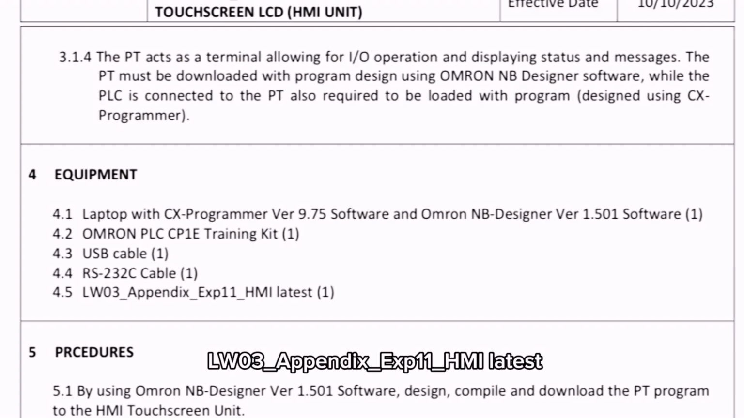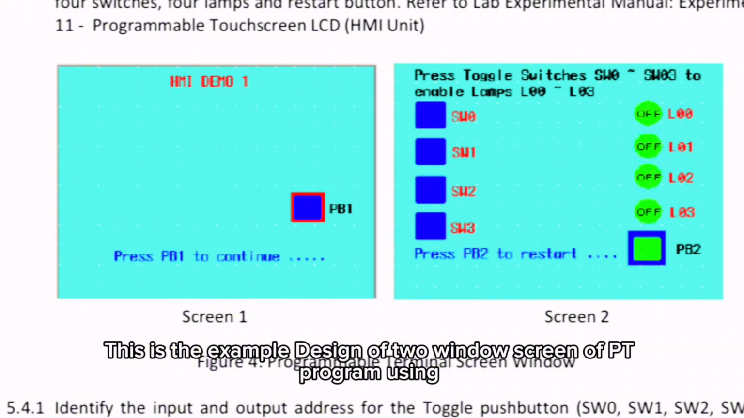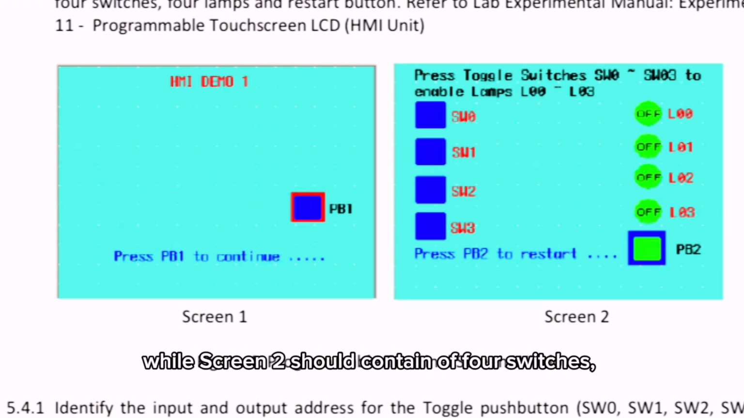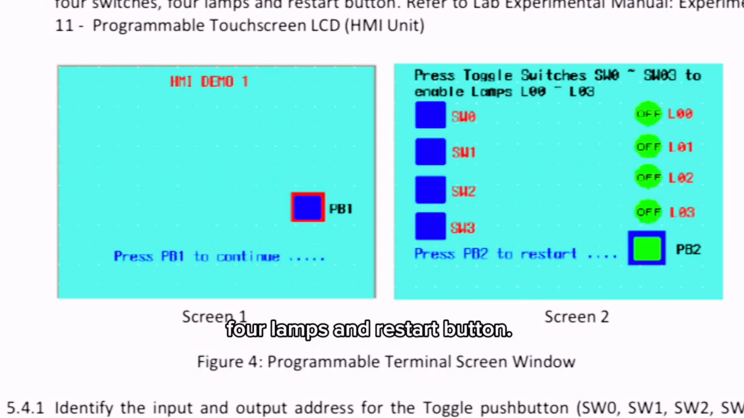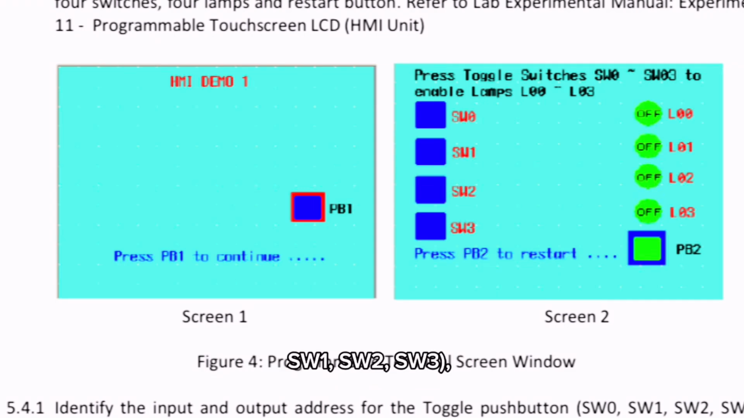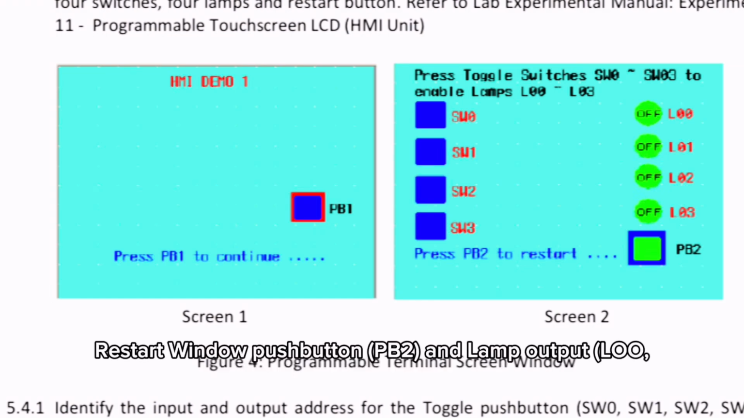Appendix exp11 HMI latest. This is the example design of a 2-window screen of the PT program using NB Designer v1.501 software, as shown in Figure 4. Screen 1 should consist of a start push button, while Screen 2 should contain 4 switches for lamps and a restart button. First, we need to identify the input and output addresses for the toggle switches SW0, SW1, SW2, SW3, the next window push button PB1, the restart window push button PB2, and the lamp output.